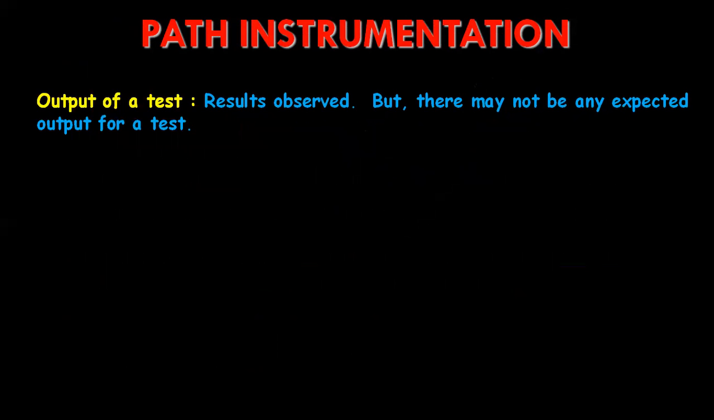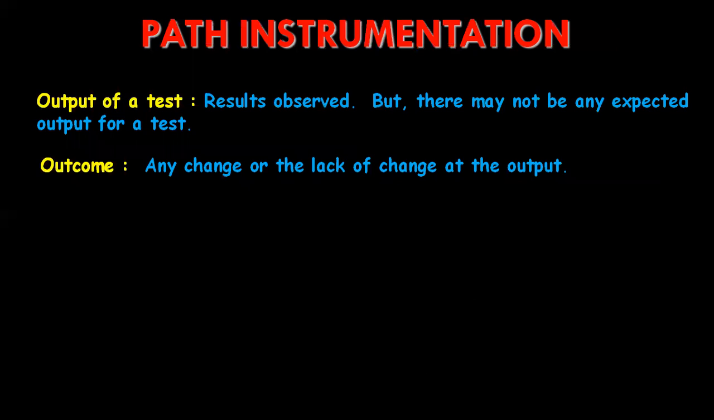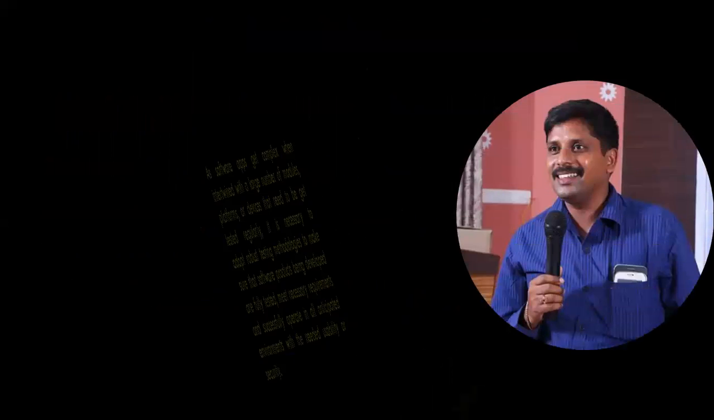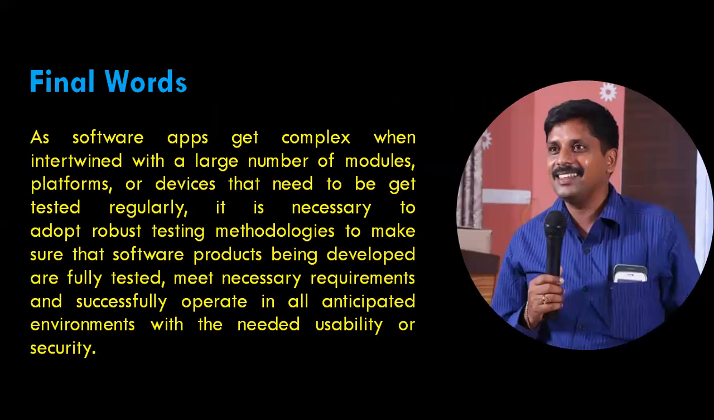I hope you understood this particular topic. In the next class, let us discuss path instrumentation. We will discuss the different outputs of the test: outcomes, expected outcomes and actual outcomes. We will close the session for now.